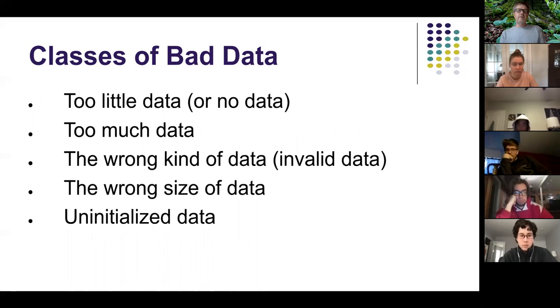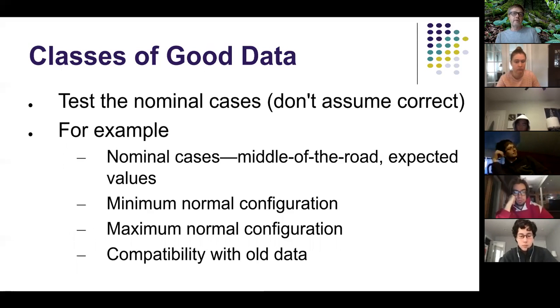So there are different classes of bad data: too little data, or perhaps no data; too much data; the wrong type of data, invalid data types; the wrong size of data, too big or too little; or data that's not even initialized. These are all things you want to look for in inputs coming into a routine, or perhaps inputs coming in from a user or a file or a network connection. So we can classify the different types, and then we can test each of the different types. So that's bad data.